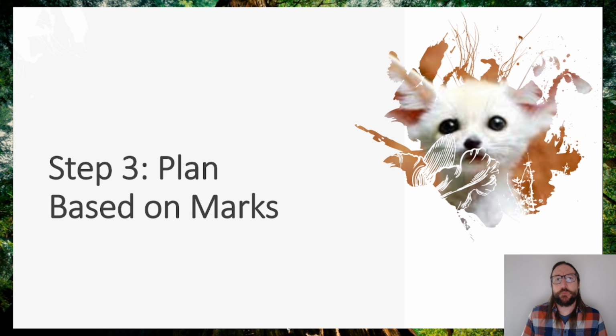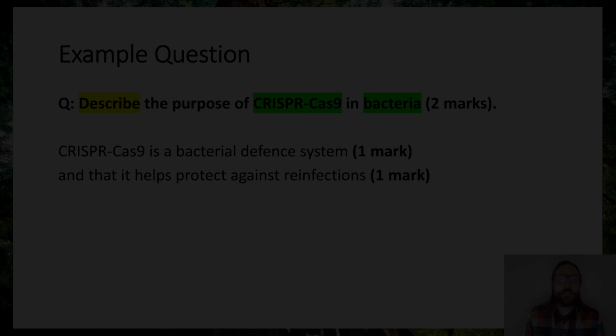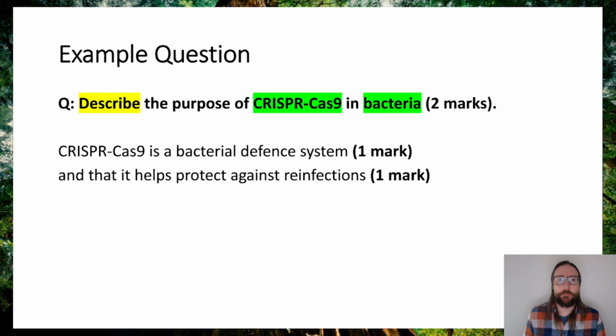Now, step 3. Plan your answer on the number of marks available. This is super important. For every mark, you should aim to address a different point. Let's stick with our CRISPR-Cas9 question. Since it's worth 2 marks, you'll need to include at least 2 key points in your answer.